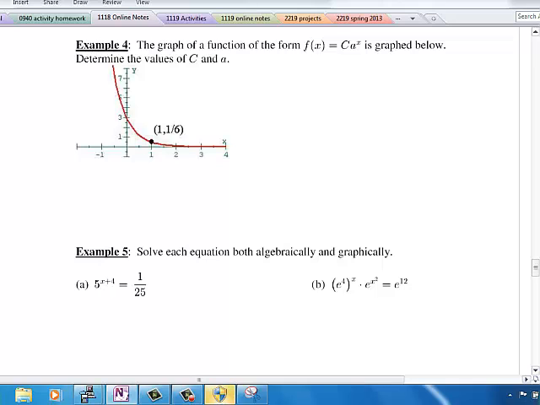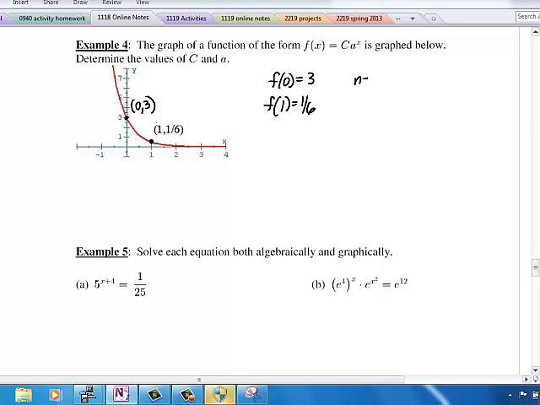Example 4 is asking us to come up with an exponential function that fits a given set of data. And here what we can see is that we have (0, 3) as one point. We have to see that from the graph. And then we're given (1, 1/6) as another point. So we know that f of 0 is 3. And we also know that f of 1 is 1/6.